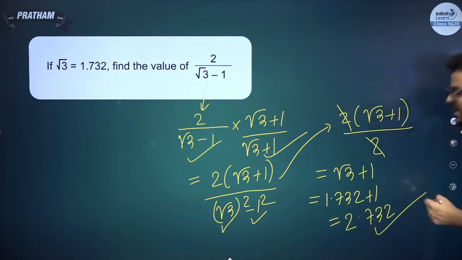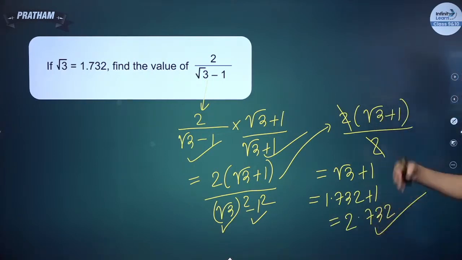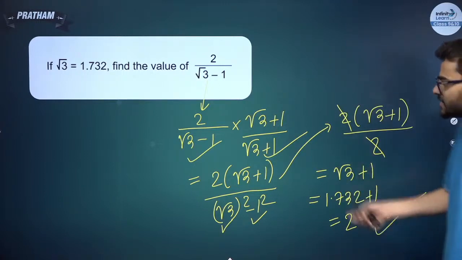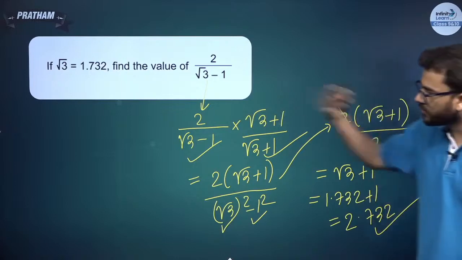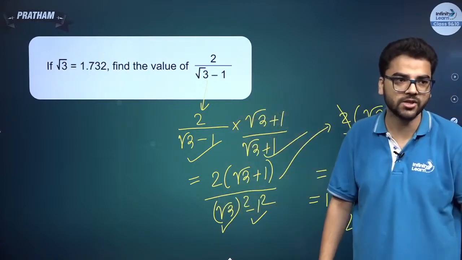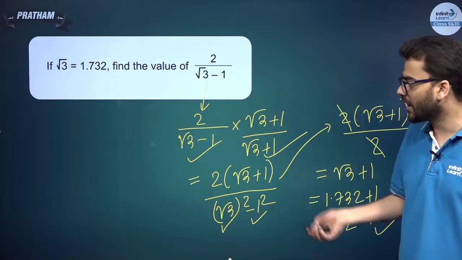Although you can never get the exact value of root 3, that is an irrational number. So nobody in this world will be able to find the exact value of any irrational number, right? But this is just an approximate value and you have to work according to the question. Very good, that is correct, Aishwarya and Abu. I hope that is clear to every student over here.